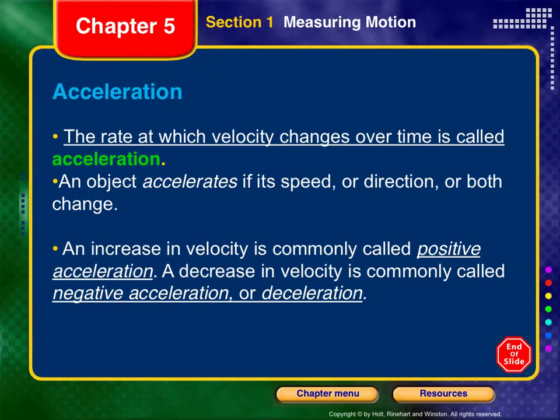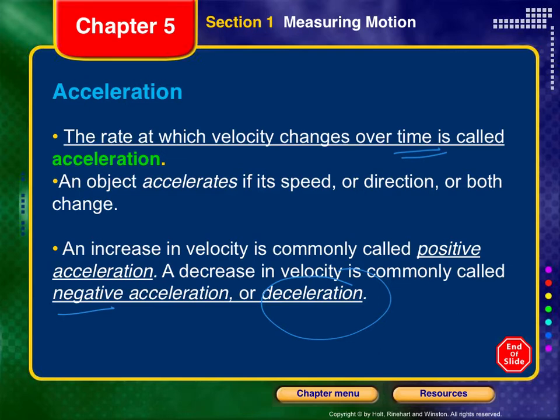Acceleration. The rate at which velocity changes over time is called acceleration. So the change in speed is acceleration. An increase in velocity is called a positive acceleration, and a decrease is most commonly called deceleration, or possibly negative acceleration. If you think back to the slide we saw before, sorry, I had a little technical error there. My program crashed, but I'm going to keep rolling here.